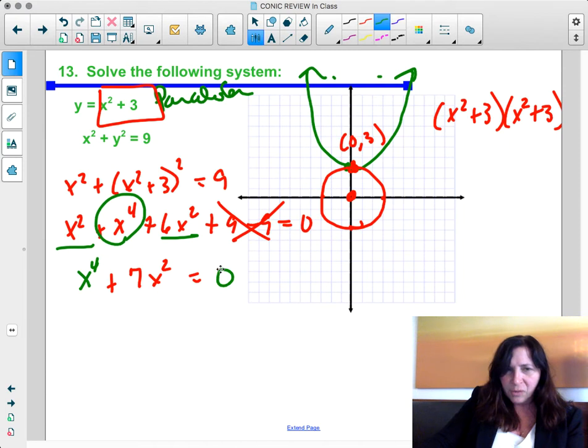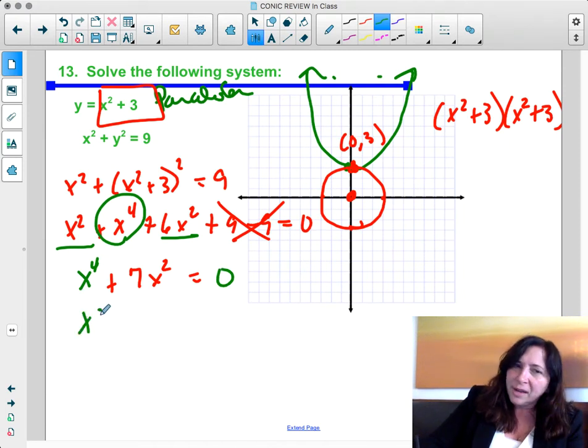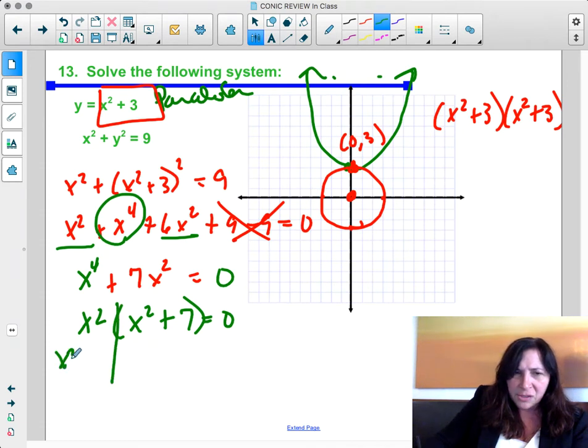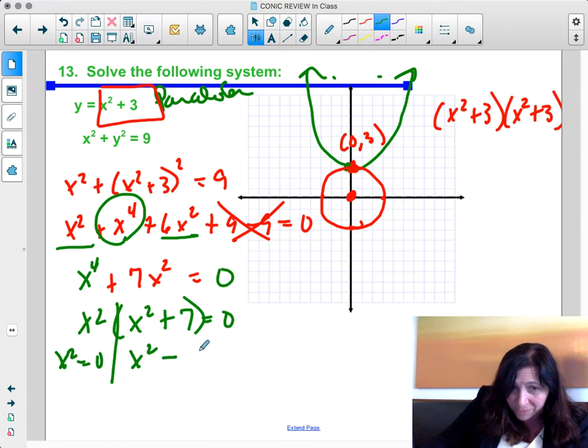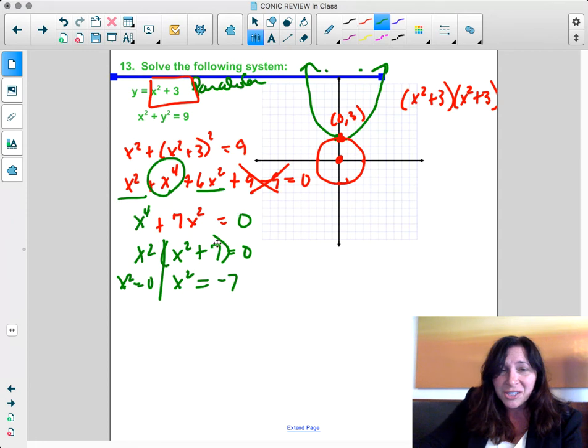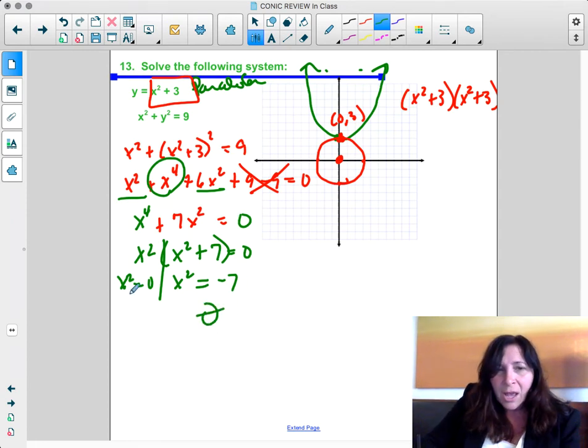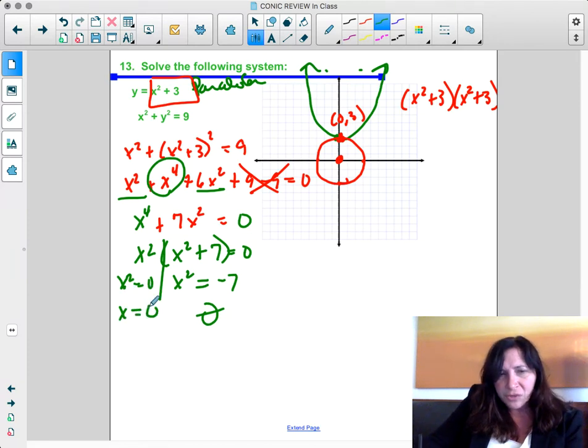X squared is equal to 0. So I'm going to factor out an x squared. I'm going to get x squared times x squared plus 7 is equal to 0. Split this up. I get x squared equals 0, and I get x squared plus 7 equals 0, which means x squared equals negative 7. That is imaginary. This one's not going to work. No solution for that side. But x squared equals 0, so x equals 0.